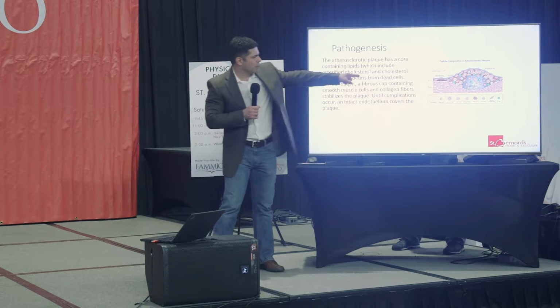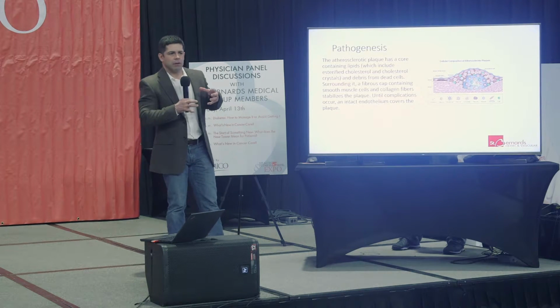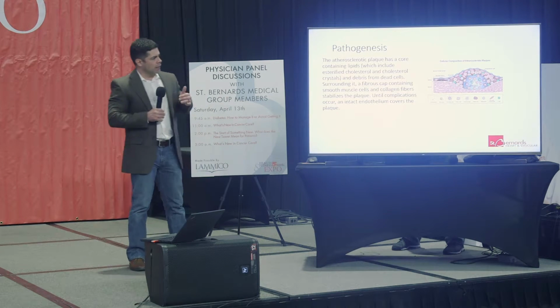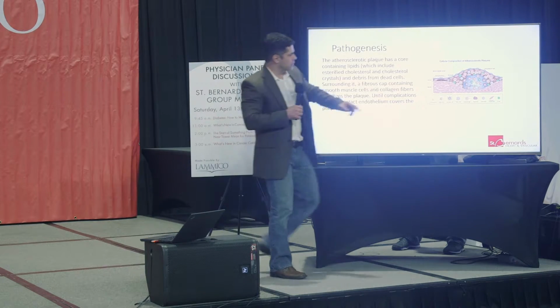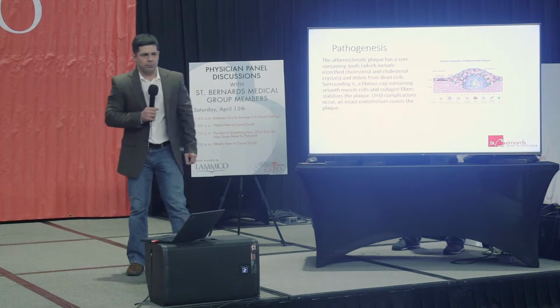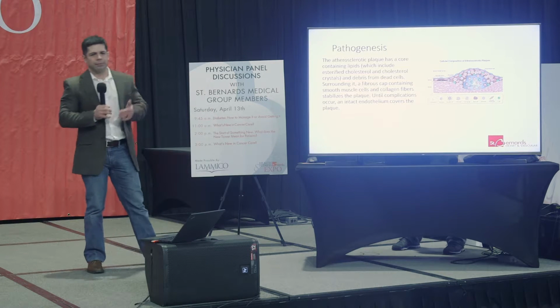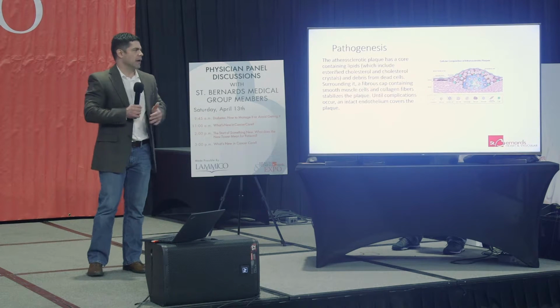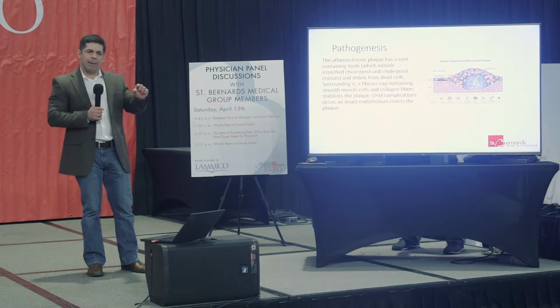The center of the plaque is going to be fat, mostly fat. And then what we call the shoulder, which is this, that's collagen and fibrous tissue. So collagen is good, fat is bad. Pretty easy. When you have a very thin cap, that plaque is more likely to rupture. If you have a plaque rupture, it can lead to a heart attack or a stroke or an acute vascular event anywhere in your body.